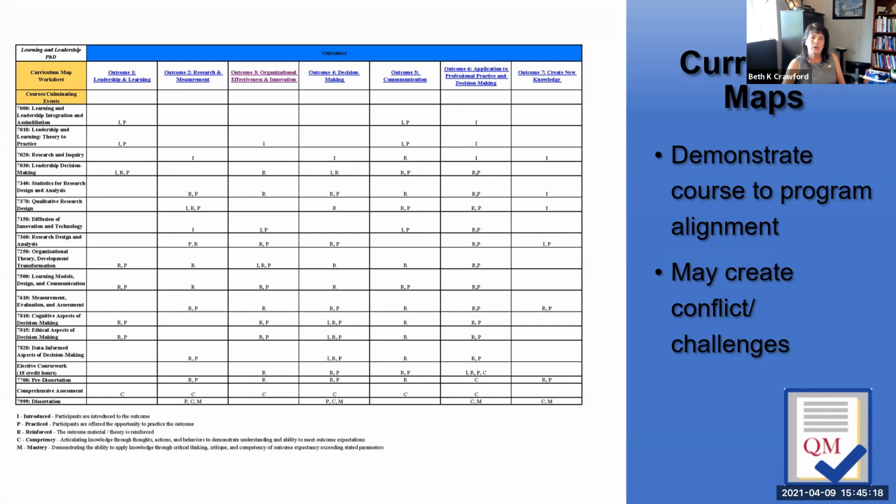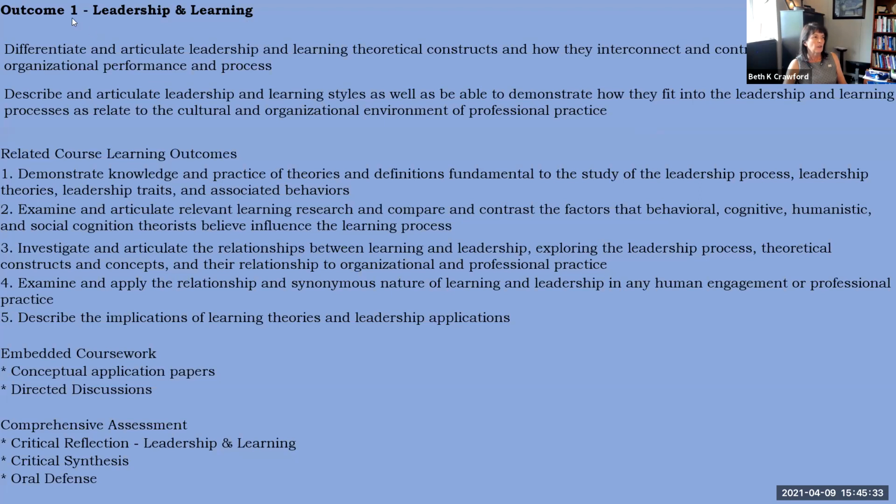Now, if I click on any given outcome, this is where I segue you beyond my made up program to course level outcome standards 3.1, 4.1, 5.1. When we go in tight, the learning and leadership outcome has two primary outcomes: differentiate and articulate leadership and learning theory, and describe and articulate leadership and learning styles.